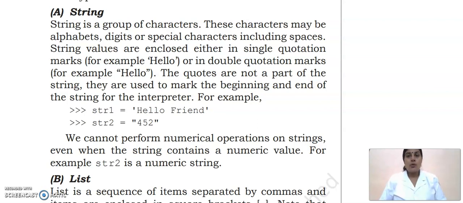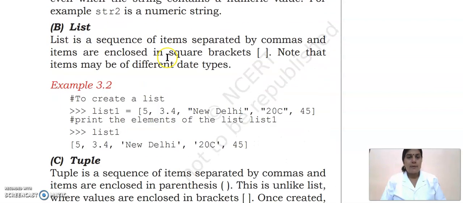For example, hello is a string. This notes is a string. Characters is a string. It contains a group of characters which are enclosed either in single quotes or in double quotes. In Python we can use both single quotes and double quotes for a string. So here hello friend is a string. str2 equal to 452 is a string because it is enclosed in quotes. So by using a string we can represent a group of characters.